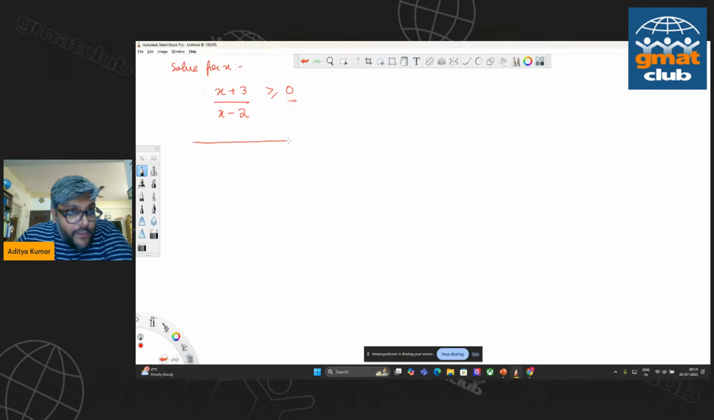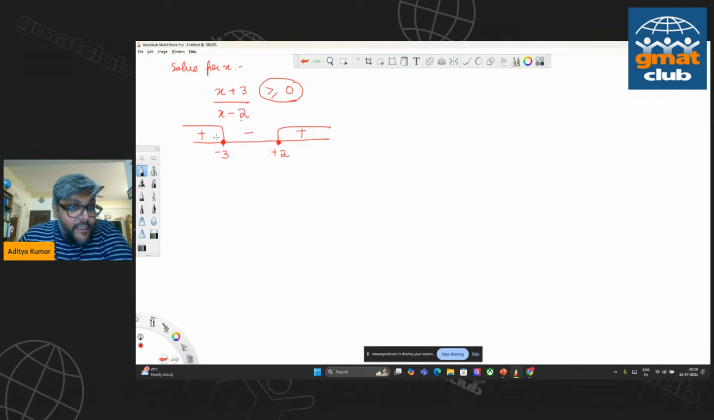So I'll just place the roots. Doesn't matter if this term is in the denominator. Place the roots. What are the two roots? Minus 3 and plus 2. I'll put them in the correct order. Minus 3, plus 2. Now, I'll again start with the extreme rightmost region. Plus, minus, plus. It's greater than or equal to 0. So I'll include the positive portions inclusive of the boundary. Right? I'll do one extra step though.